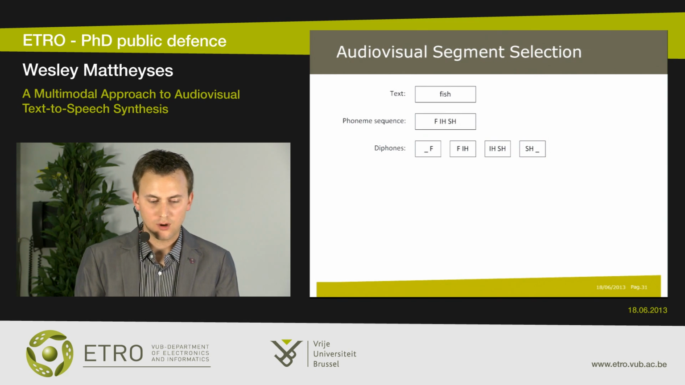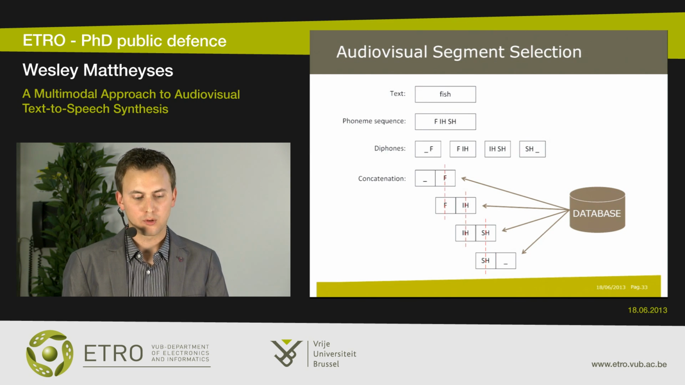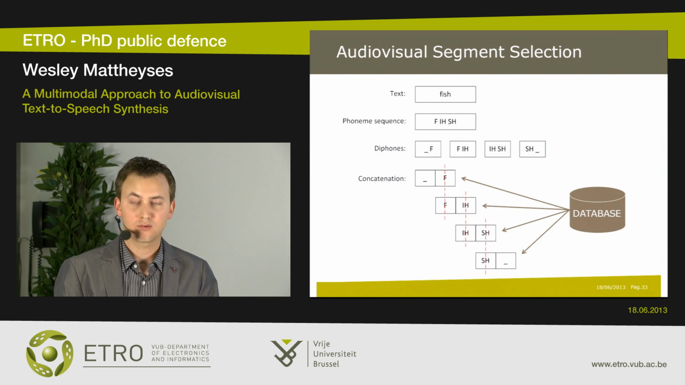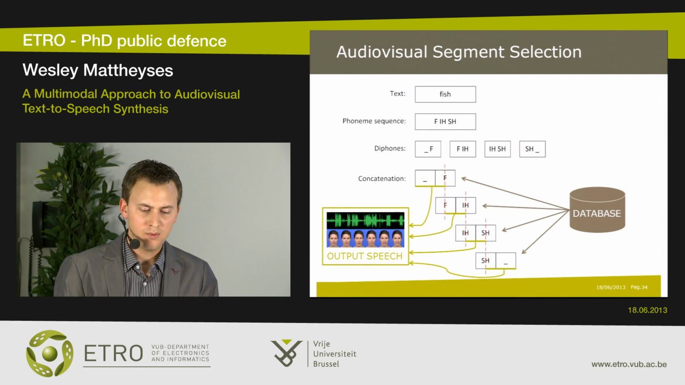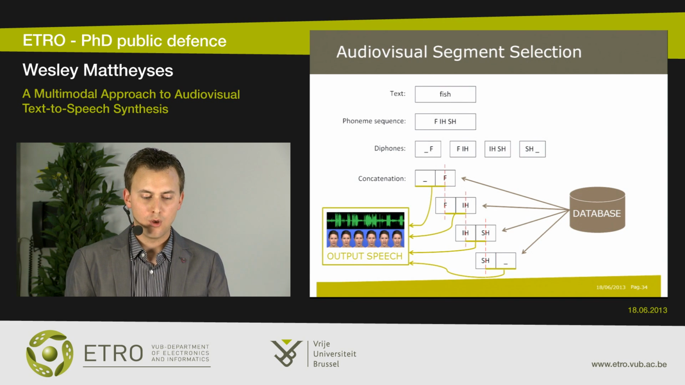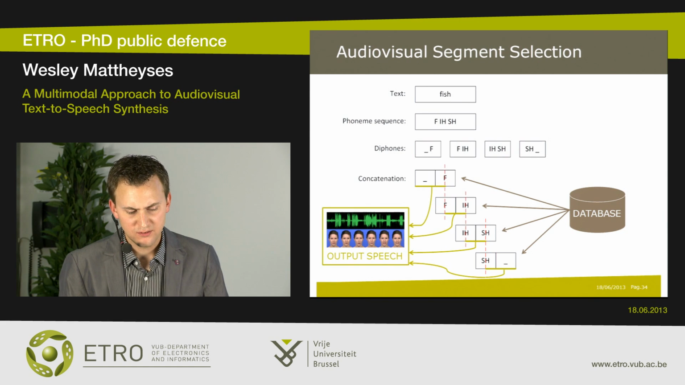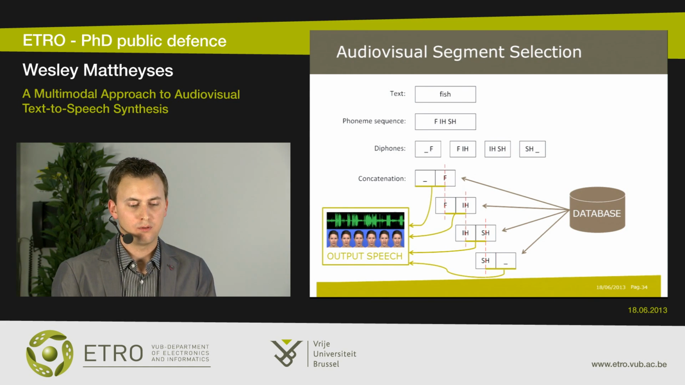And now for each of these target diphones, I'm going to look into my database and I will select one segment of original speech representing this diphone. And once I have selected for each target diphone one segment from the database, I'm going to partially overlap these selected segments and I will join them. And so as here indicated in green, I have enough original speech information to generate the output speech. Now the main question is, how do I select this optimal set of segments from the database?